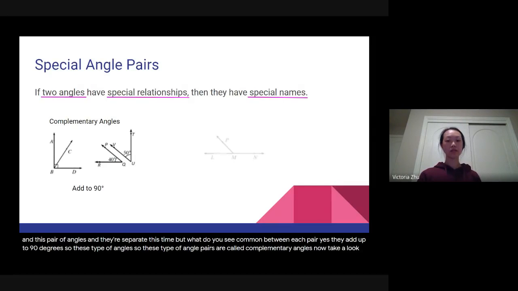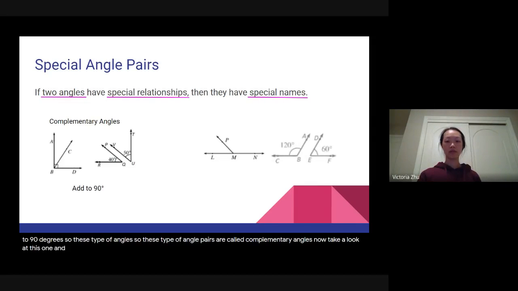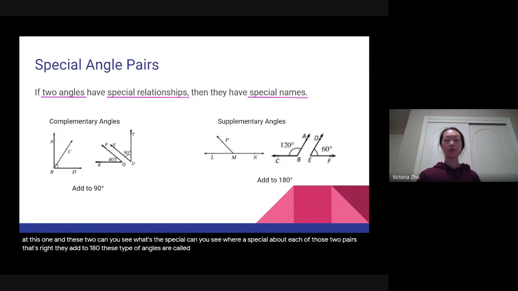Now take a look at this one and these two. Can you see what is special about each of those two pairs? That's right, they add to 180. These type of angles are called supplementary angles. So complementary angles add up to 90 degrees or make a right angle, and supplementary angles add up to 180 degrees, and they also make straight angles.